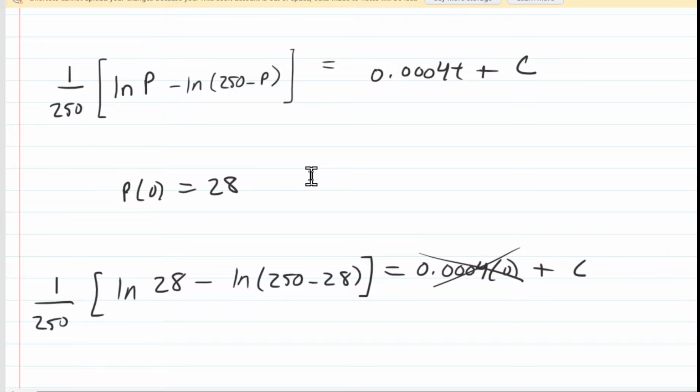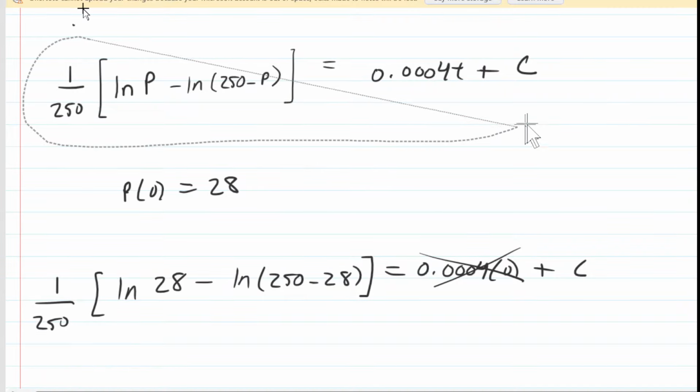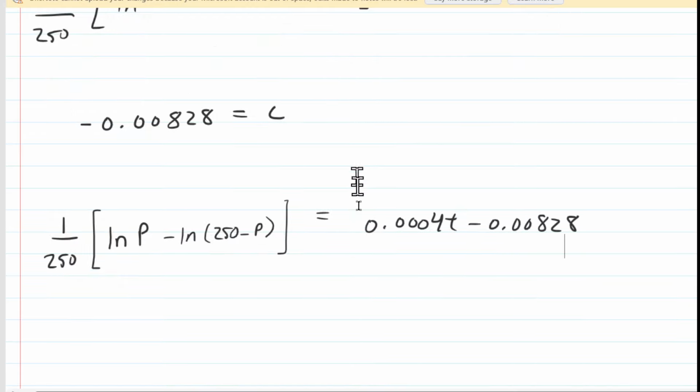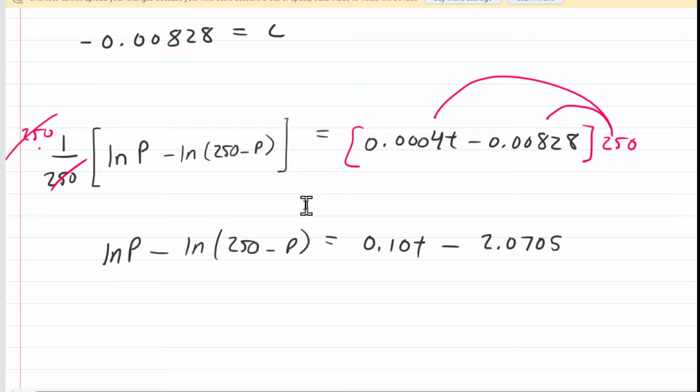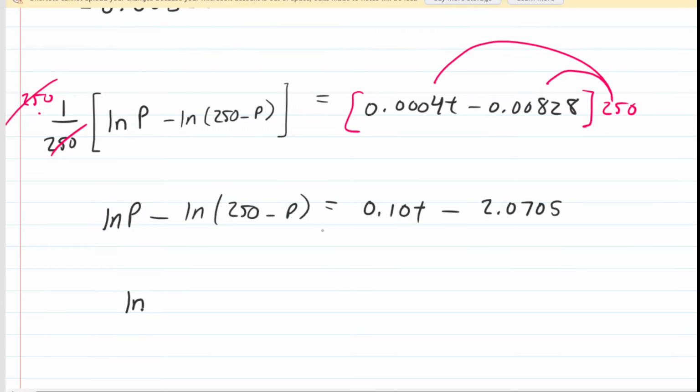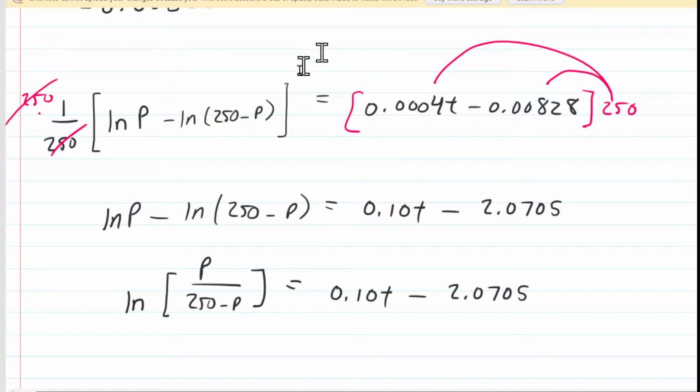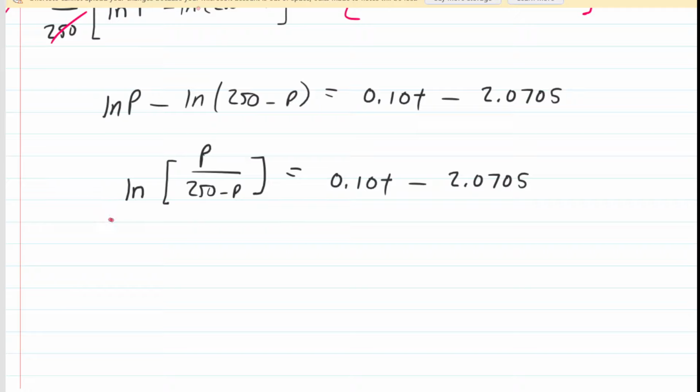So what we'll do is we'll plug in that value of c into the solution that we've been developing so far. Now what we're going to do is try to solve this for p, and we can begin to do that by multiplying both sides of this equation by 250, so we can cancel that over here. Notice you're going to have to distribute the 250 on the right-hand side. On the left-hand side, we'll use a property of logarithms in which we can take the difference of two logs and write that as the log of the quotient. So it's going to look like the following. Then to cancel out the natural log on the left side, we will raise e to both sides of the equation. The e and the natural log are inverses, so they cancel each other out.